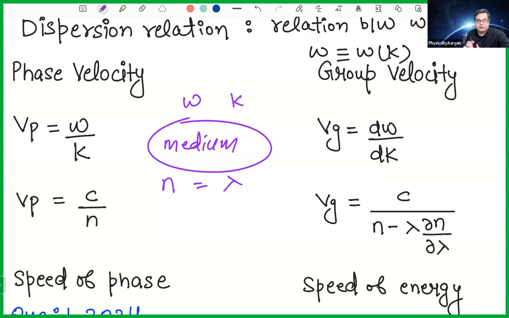So how does your refractive index change with the wavelength? If you have a red light, it will see that, okay, the refractive index is 1. Green light will see the refractive index as 1.7. Yellow light will see the refractive index as 1.5. So that is known as the dispersive nature.